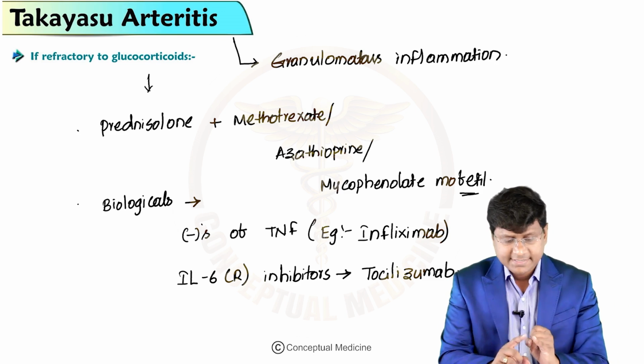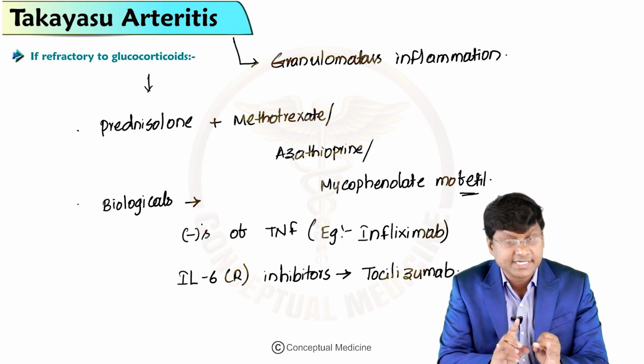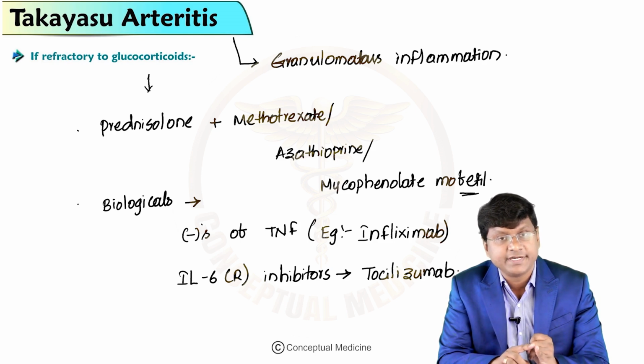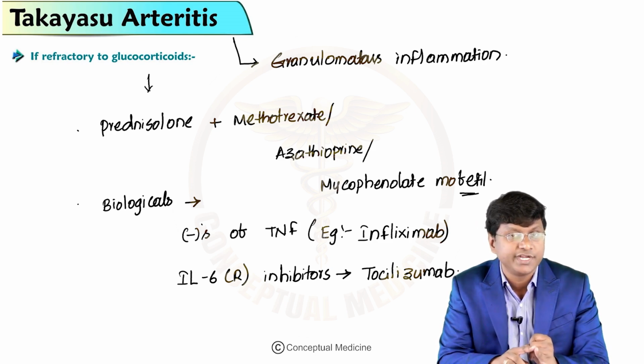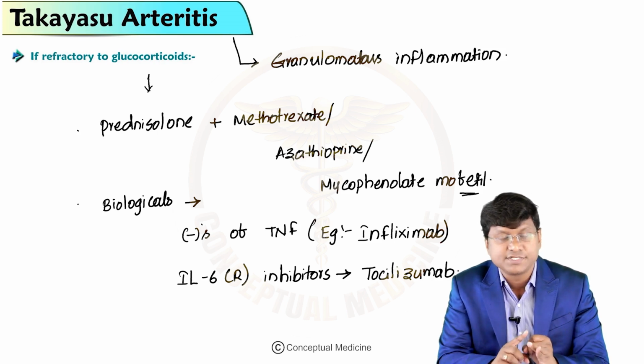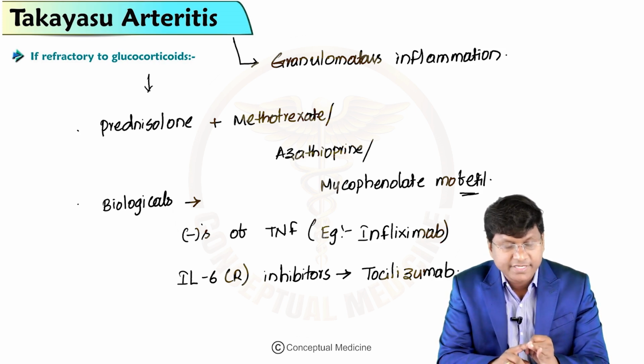Then, the difference between Takayasu and giant cell is mainly the age group. Giant cell arteritis, more than 50 years. Takayasu arteritis, the age of onset is under 40 years. And the main vessel which is affected in Takayasu is the subclavian artery, which is originating from aorta. That is the reason why it is called aortoarteritis. And another name of it is pulseless disease. And because of the involvement of subclavian artery, there can be difference in the blood pressure between the right as well as the left upper limbs.